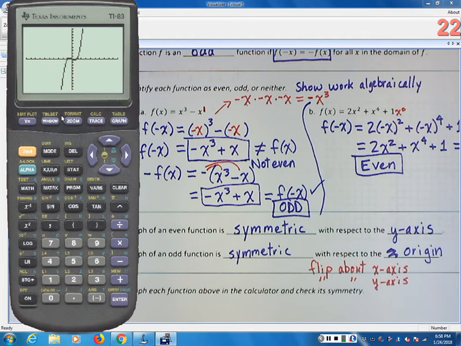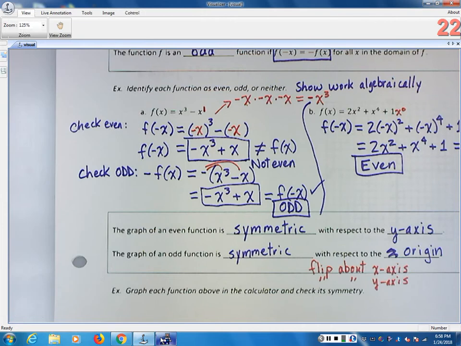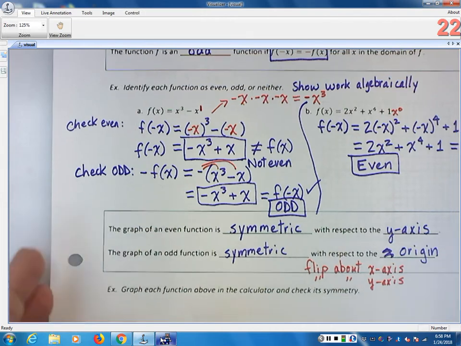So that's origin symmetry. Put in the other function, we get 2x squared plus x to the 4th plus 1. Graph. And that is symmetric about the y-axis. It means you can flip it across the y-axis and it lands on itself. Okay, so we saw that symmetry.